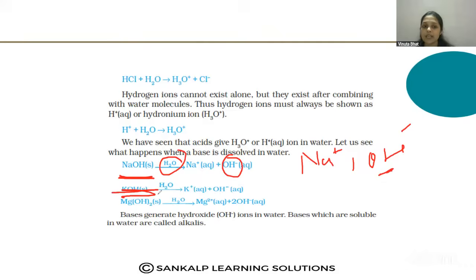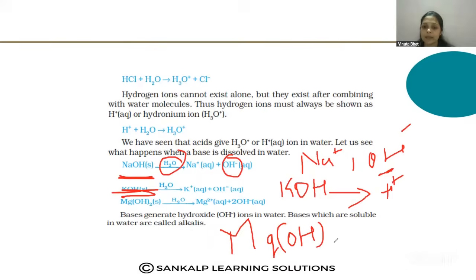Potassium hydroxide, KOH, and magnesium hydroxide, Mg(OH)2, also form the OH minus ions. Means, these bases form the hydroxide ions, that is the OH minus ions.